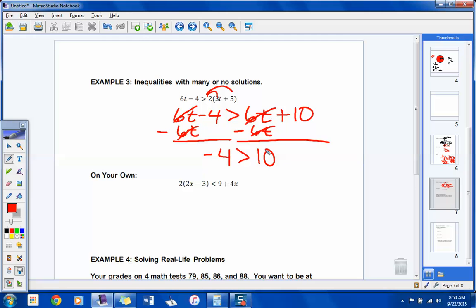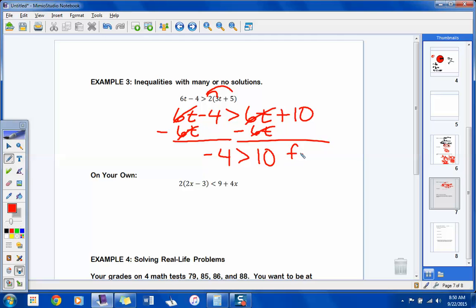Now, as the variables have fallen out, we can't really solve for a variable anymore. So what this implies is the following. You look at your comparison, -4 greater than 10, and ask yourself if it's valid or not. Is that true or false up there? It's false. This turns out to be a false statement once it drops out of both sides.